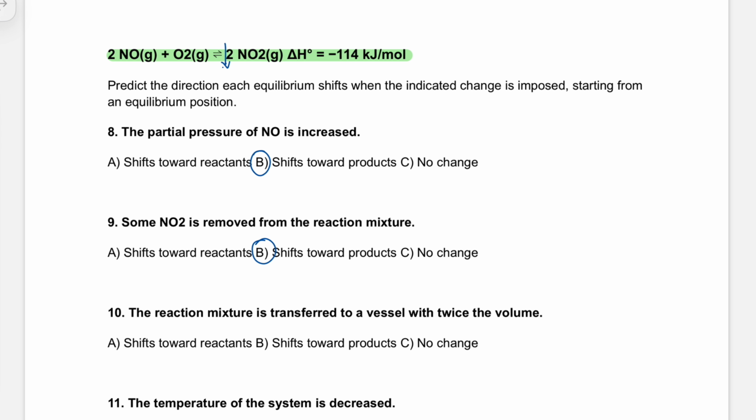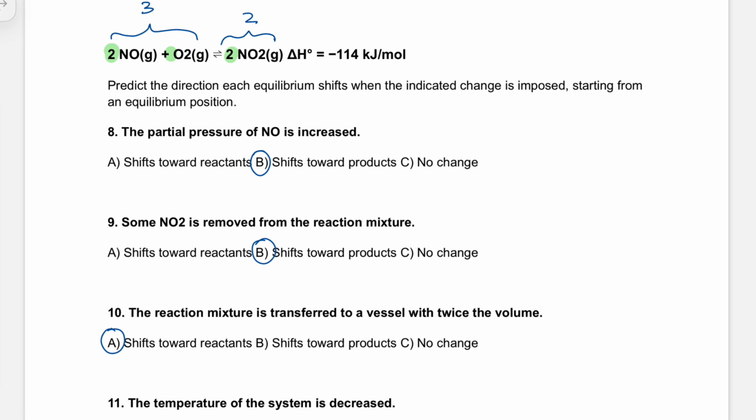So with these volume questions, you want to look at which side has more moles of gases. So we have a coefficient of 2, 1, and 2. So overall, on the reactant side, I have 3 moles of gases, and on this side, I have 2. So if there's twice the volume, it's going to shift to make up for that extra pressure change, and it's going to shift in the direction where there's more gases, which is the reactants. So it will shift towards A.